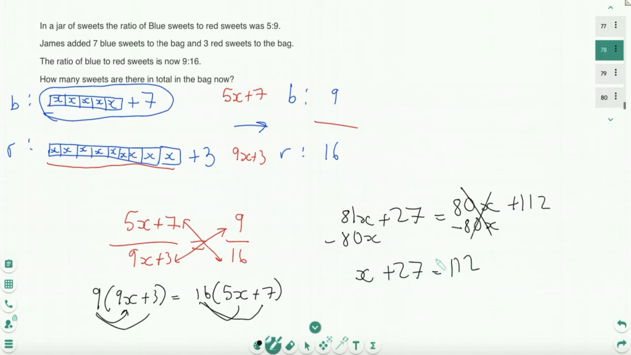X plus 27 is 112. We'll get rid of the plus 27 by minusing 27 on both sides. So that cancels out. X is equal to 112 minus 27, which is 85. So we now know x was 85. I'm not bothered to write 85 for all of those, but just because I love my students, I'll do it.